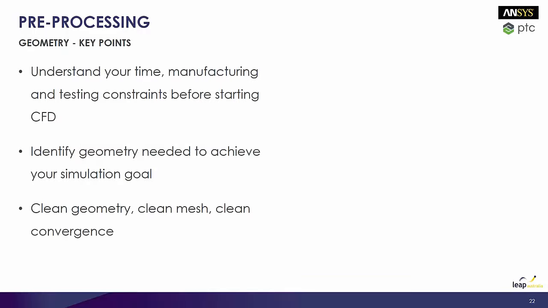Right. So the key points when it comes to geometry is to understand the pre-processing side of things as well. Again, understand the time, manufacturing, and testing constraints before starting your CFD. Make sure you identify the geometry needed to achieve your simulation results. And again, just make sure you've got clean geometry, it makes meshing a lot easier, which makes convergence a lot easier as well. Okay.